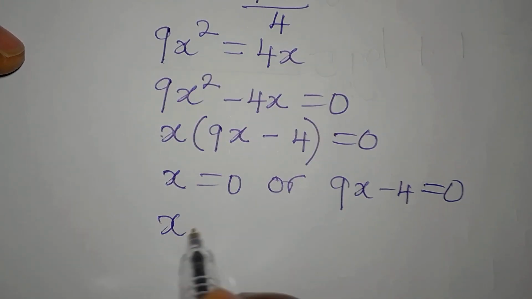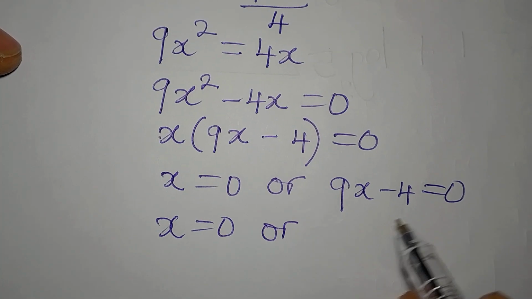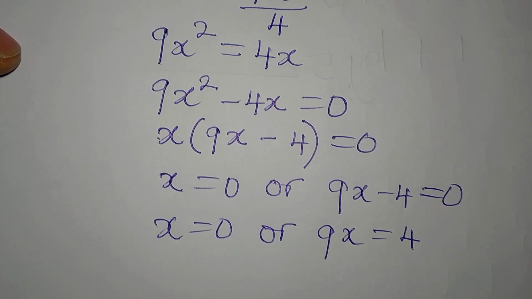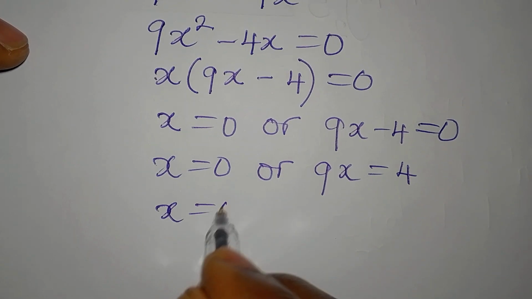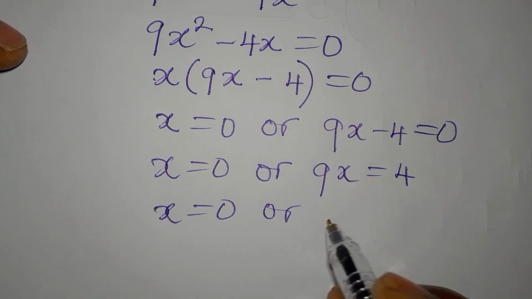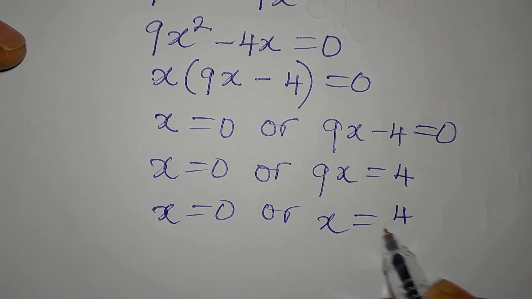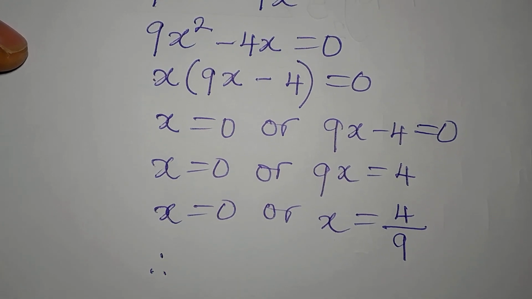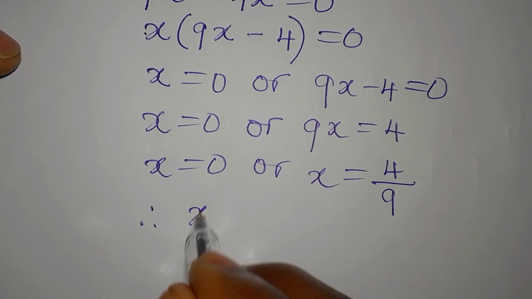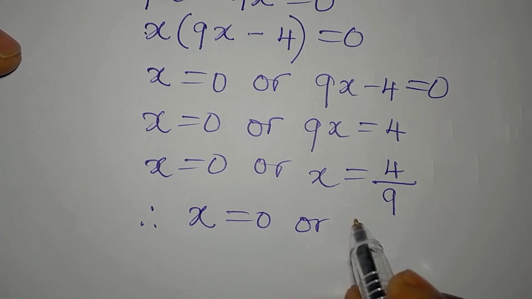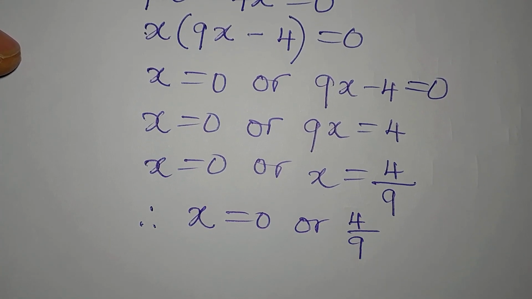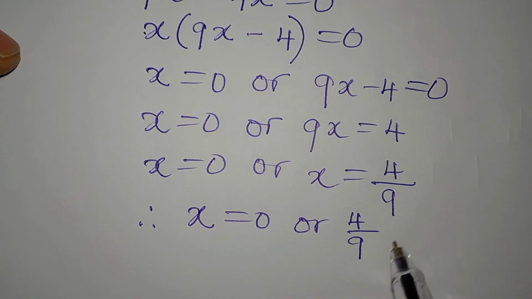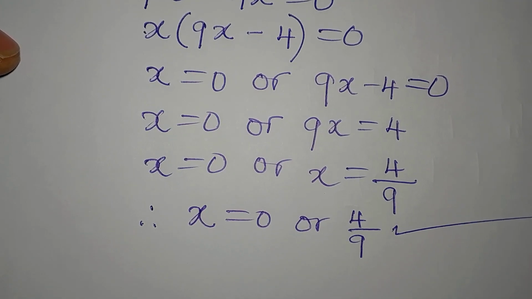And from here, our x is equal to 0 already. And then here, 9x is equal to 4 because we have to collect terms. X from here is equal to 0, or from here, x is equal to 4 over 9. Therefore, according to the first method, our x is equal to 0 or 4 over 9. Now, let's go over to the second method and see if we are going to have these two solutions very quickly.